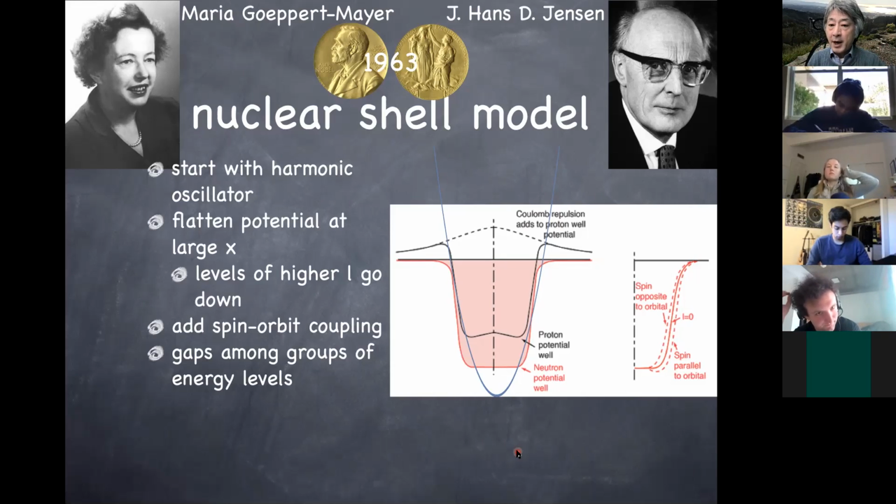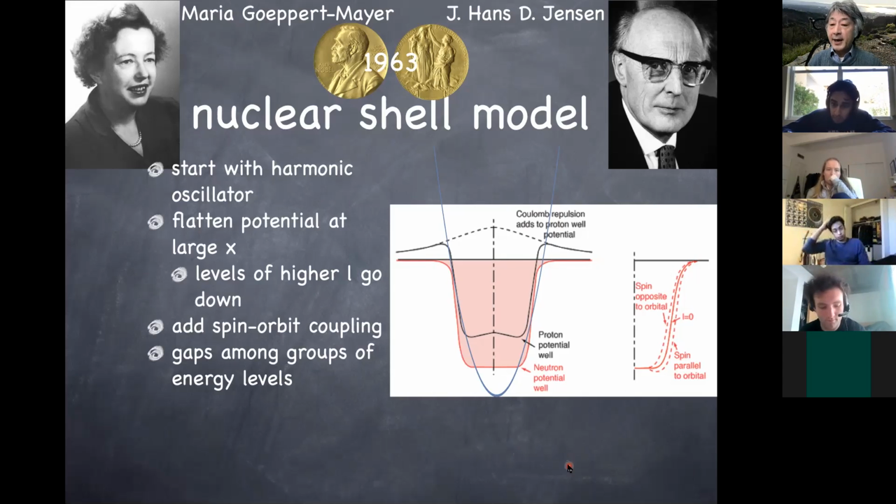So you first start with a harmonic oscillator as a 0th order approximation. You flatten out the outer portion of the potential as the next order approximation. Then you put in the spin orbit coupling as the second level of approximation. And that actually turns out to give you already a very good description of various states inside the nuclei.